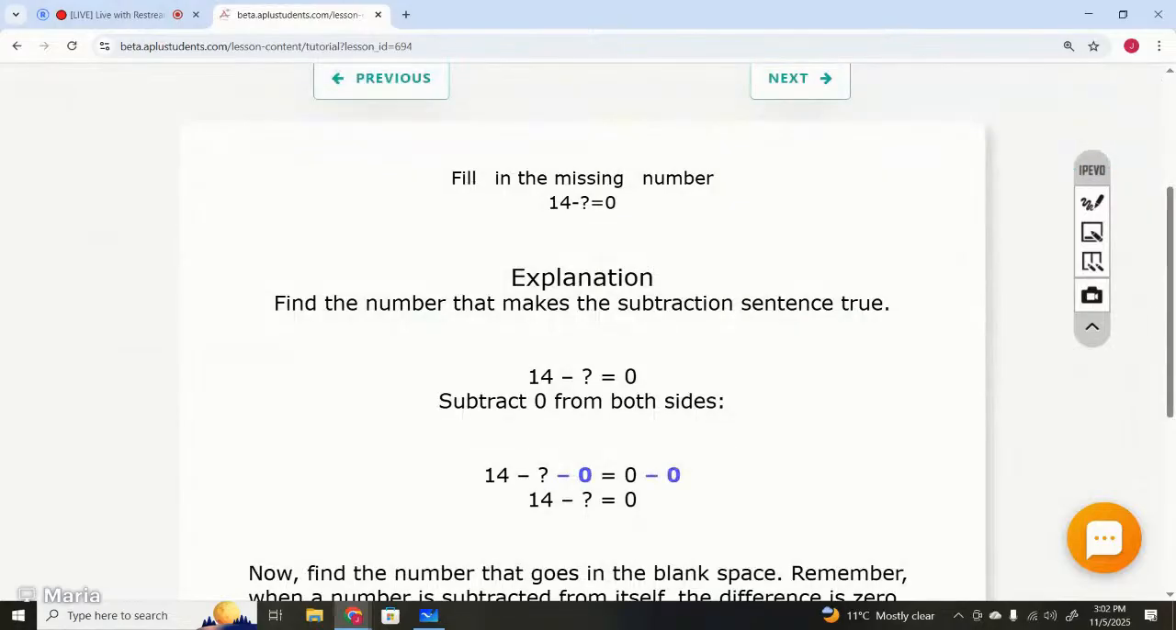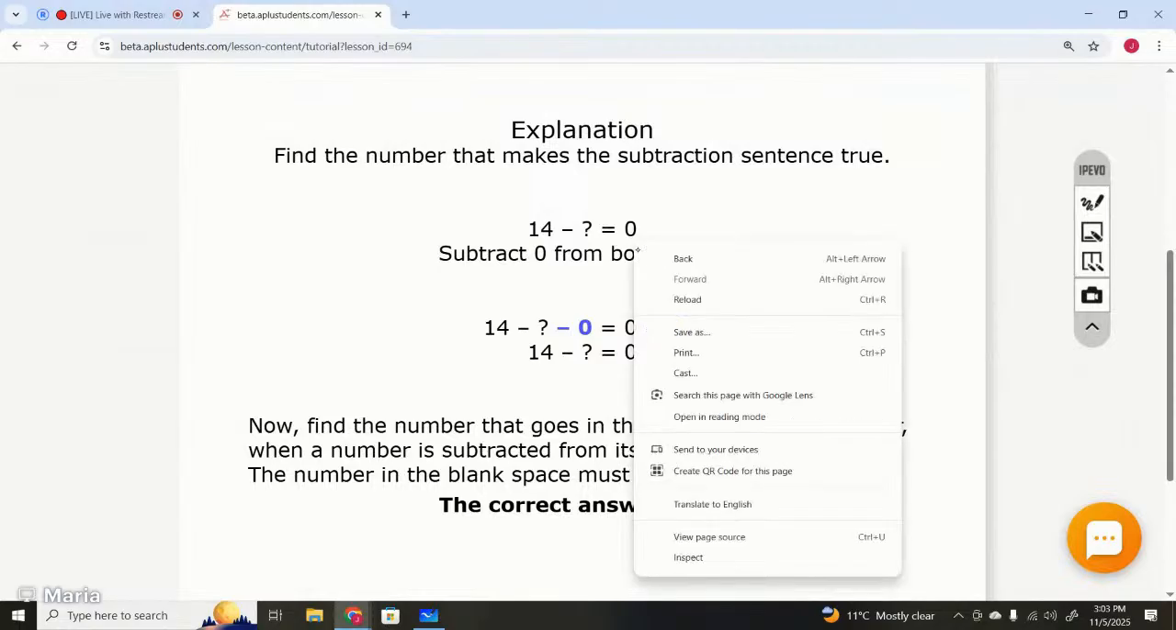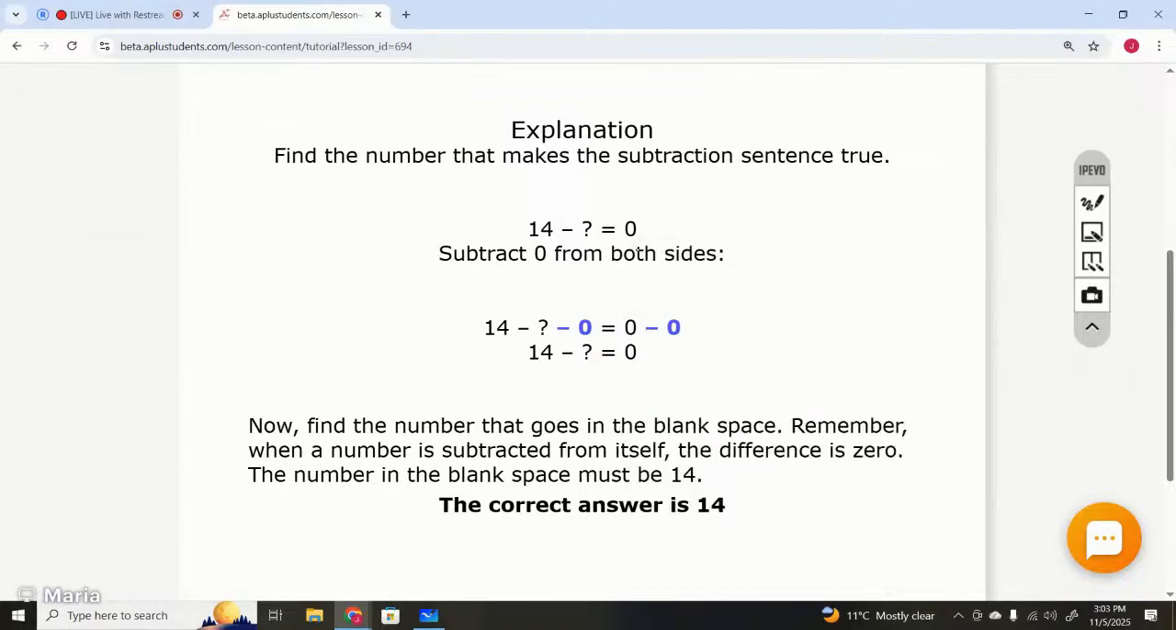Fill in the missing number. 14 minus the missing number is 0. So we need to find the missing number, right? The number that when subtracted from 14, the answer equals 0, right? So we have 0 on the other side. Subtract that 0 from both sides, right? So we have 14 minus the missing number equals 0. Subtracting a number from itself always makes a 0. That means 14 minus 14 is 0.